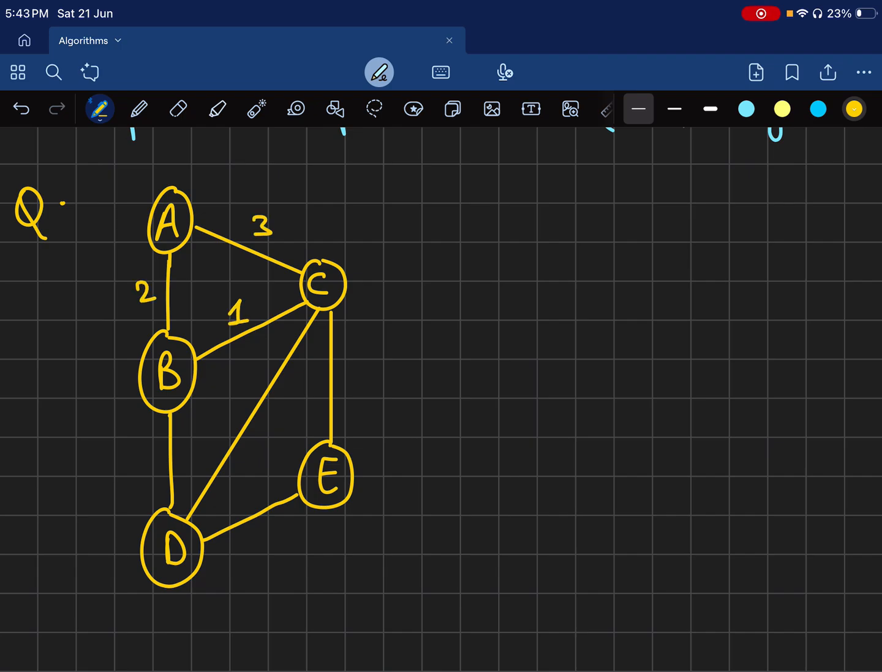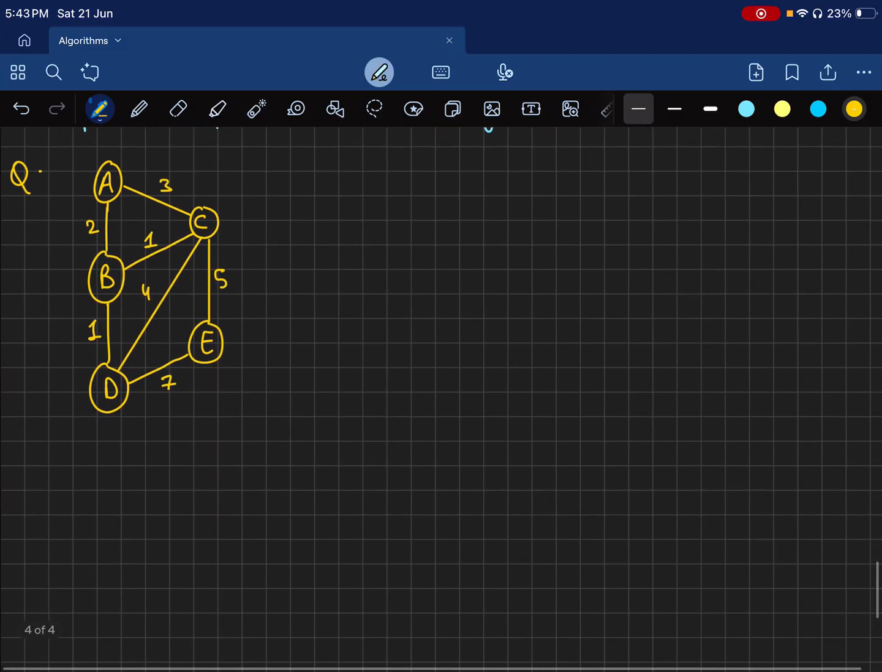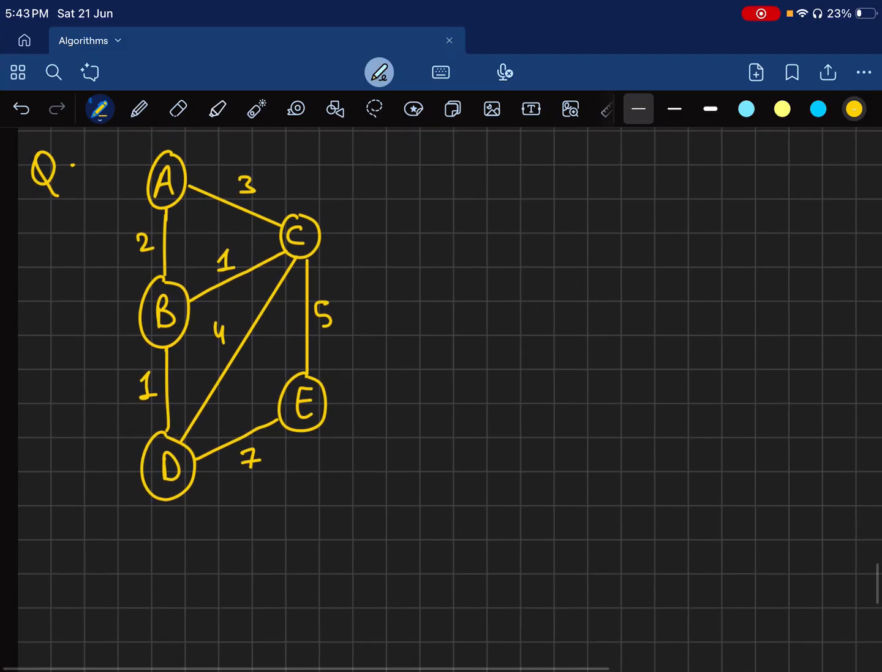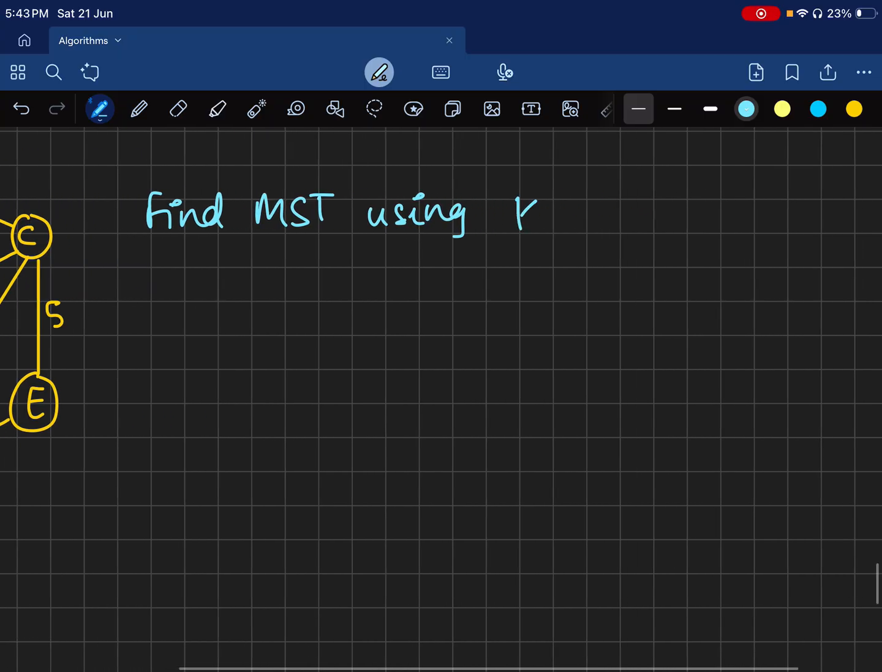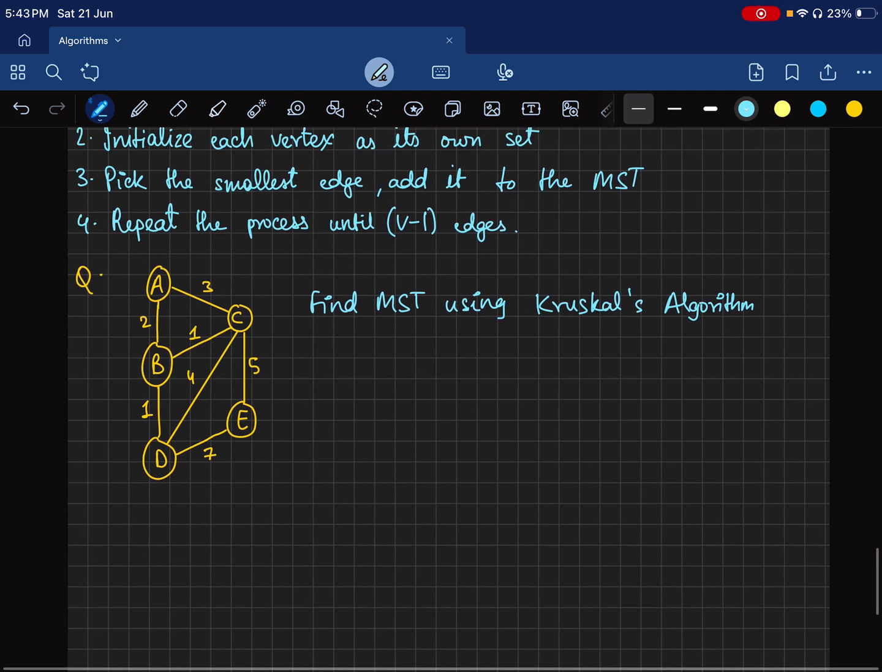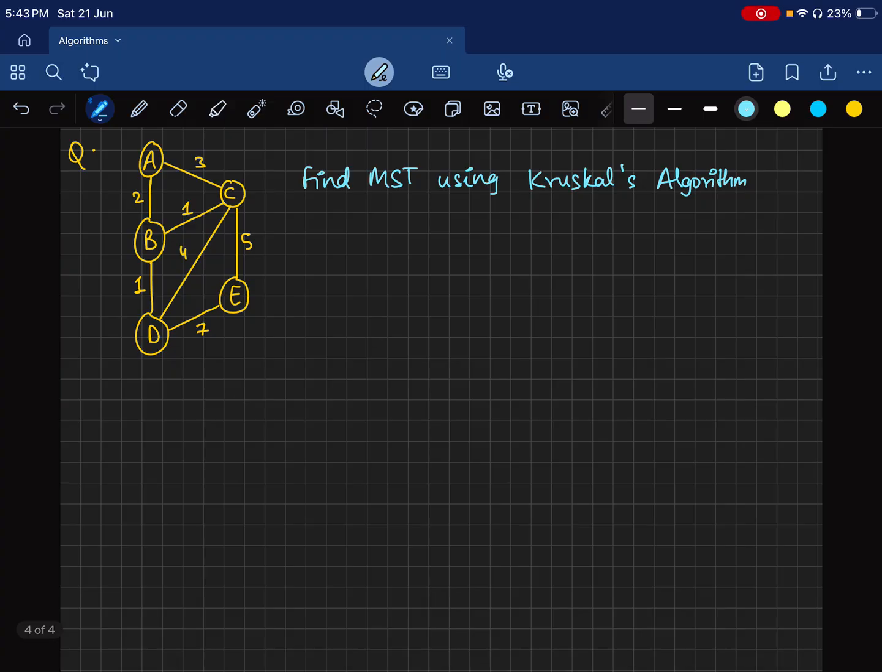Why are we keeping it the same? We are keeping it the same so that when we are solving it, the answer which we get should come the same. If the answer that we get comes the same, that means we have done it successfully with the help of both Kruskal's and Prim's. So now the question states, find the MST using Kruskal's algorithm.